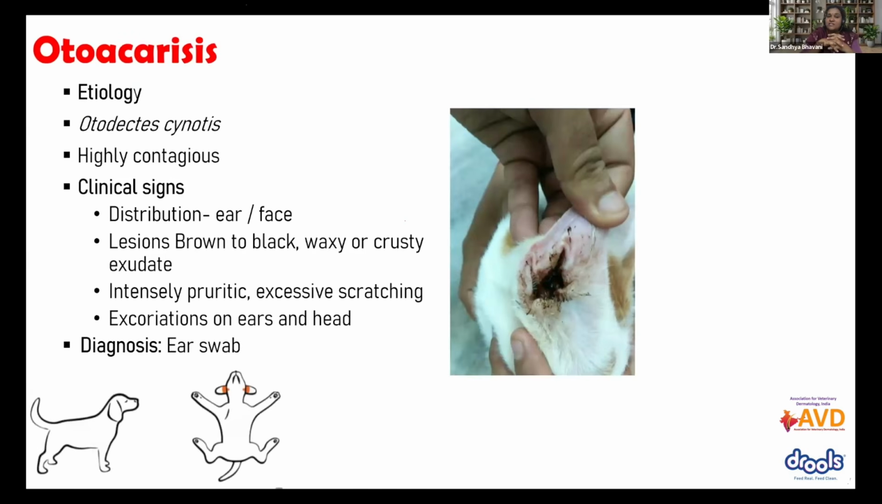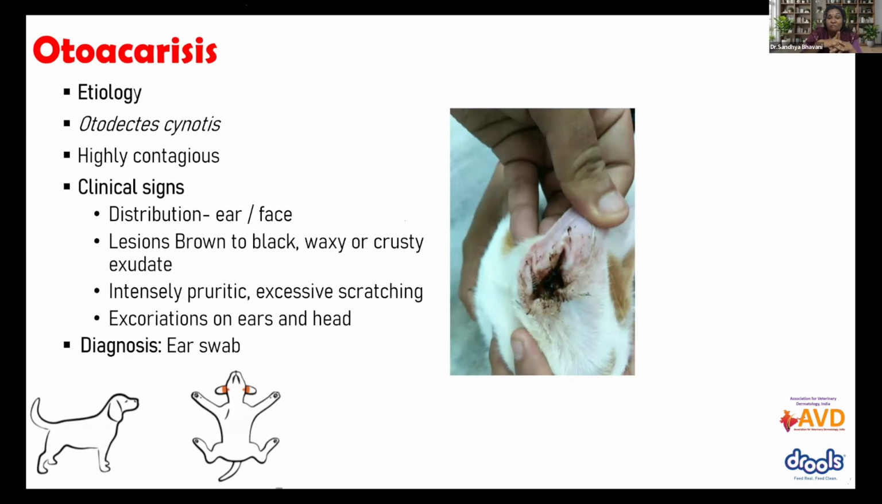So otoacariasis is caused by the Otodectes cynotis mite. It is highly contagious from one animal to another. So if a mother has it, the kittens will also have this type of mite. Persians are more commonly affected with Otodectes cynotis. Any portion you take, there will be lots of Otodectes inside the ear.